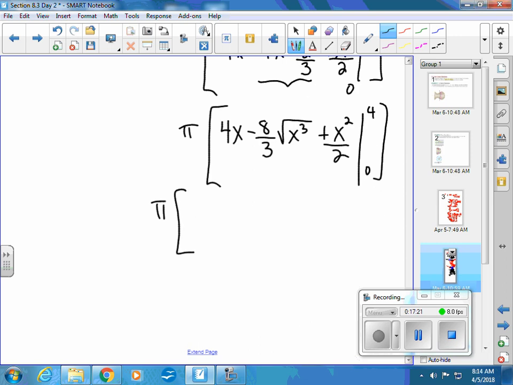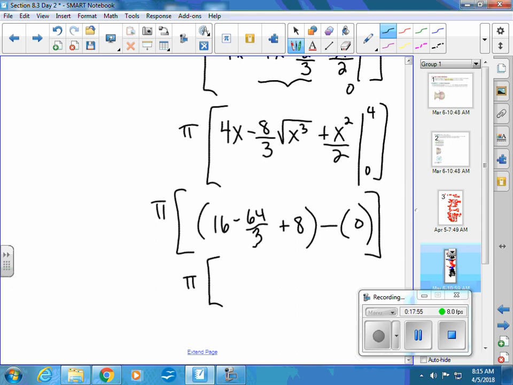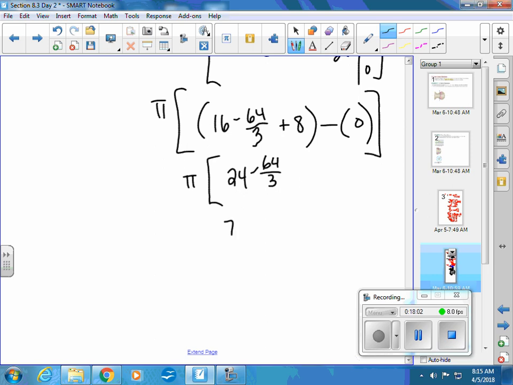All right, so I have pi times big, top minus bottom. Bottom's going to be 0. So we're plugging the 4 in. We get 16 minus. Now, 4 cubed is 64, and the square root of 64 is 8. So I get negative 64 thirds. Or you might do the square root of 4 is 2, and 2 cubed is 8 to get the same answer. Either order is fine. And then this is 16 halves, which is 8. So this is 24 minus 64 thirds. So change the 24 into thirds. That gives me 72 thirds minus 64 thirds. And 72 minus 64 is 8 thirds pi units cubed.